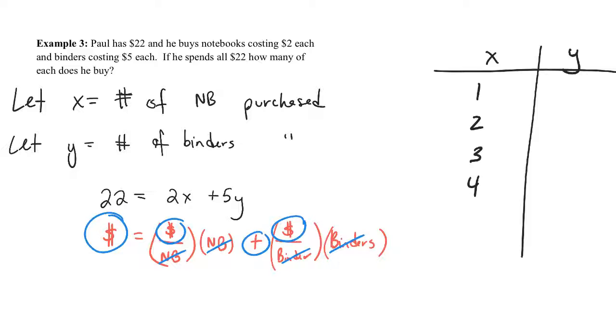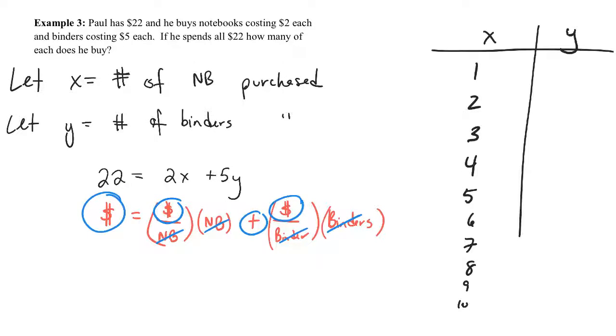How many notebooks can you buy at most if you bought no binders at all, Sam? Four notebooks? Oh, careful. Notebooks, not binders. If I have all notebooks and I have 22 to spend, 11. So I can go up to 11 only using whole numbers. Oops, I'm running out of room here. Now, we might pick up on a pattern in a minute, and we'll see some of these that won't work, right?